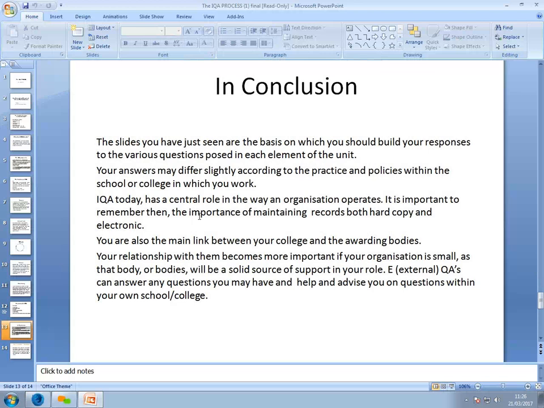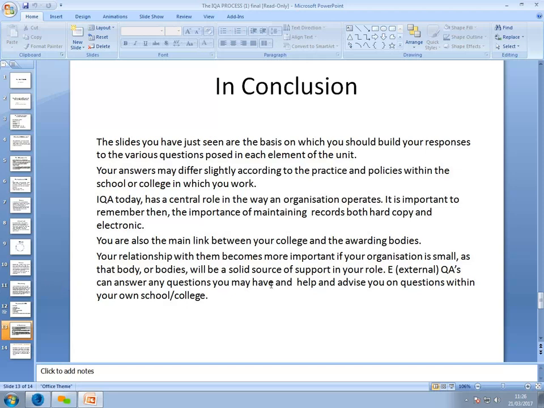IQA has a central role in the way the organisation operates. It is important to remember the importance of maintaining records, both hard copy and electronic. You're also the main link between your college and the awarding bodies. Your relationship with them becomes more important if your organisation is small. That body, or bodies, will be a solid source of support for your role.